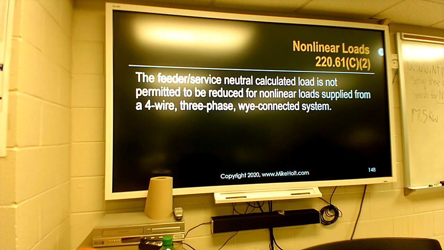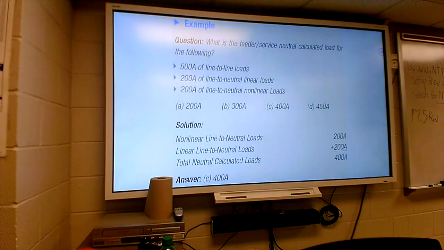Feeder service neutral calculated load is not permitted to be reduced for nonlinear loads supplied from a 4-wire, 3-phase Y connected system. Nonlinear loads are things like LED fixtures that have electronic boards in them. Things like that. Computers are nonlinear loads. They call them nonlinear loads. So computers and LED drivers for lights are called nonlinear loads.